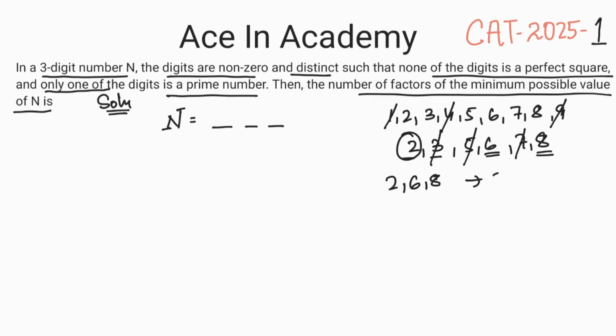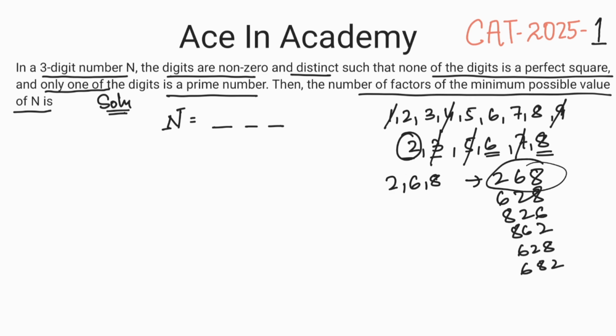Now what are my possibilities of the number? I can have 268, I can have 628, I can have 826, I can have 862, I can also have 682. Now these are my 6 possibilities. Now the smallest possible number is 268. So my number n is 268. But we did not have to find the minimum possible value of n. We had to find the number of factors of the minimum possible value of n.